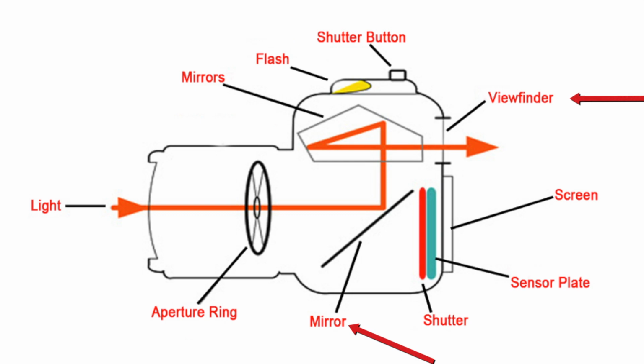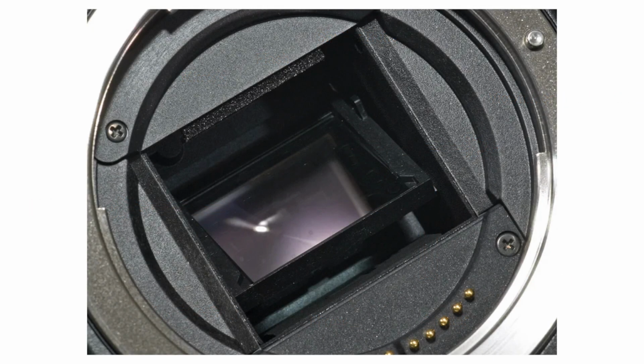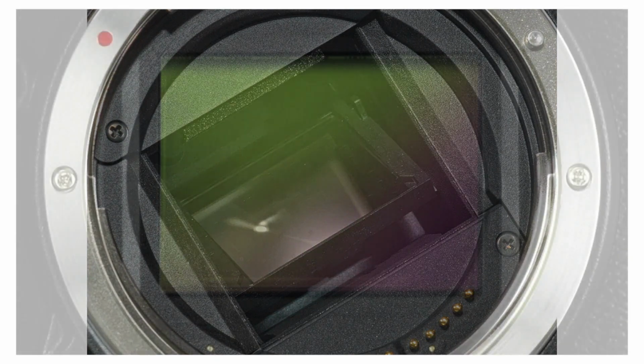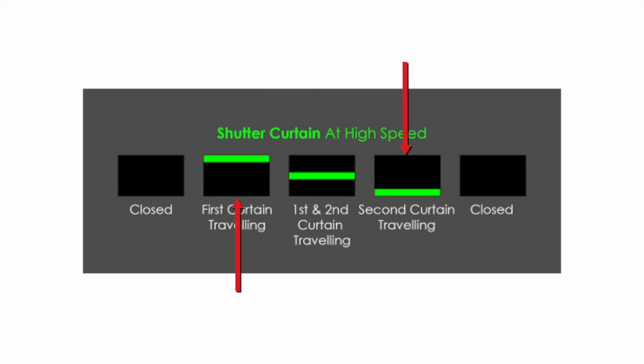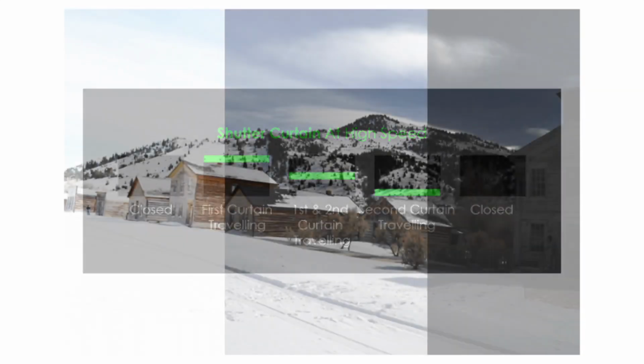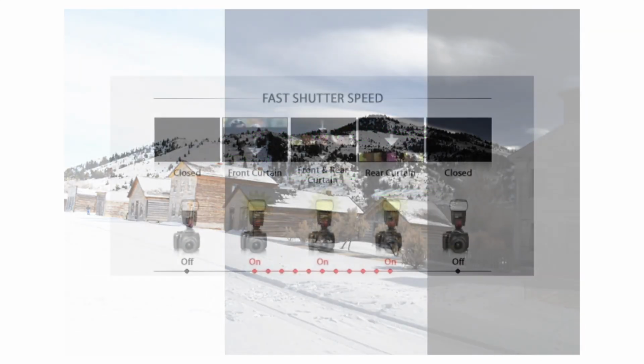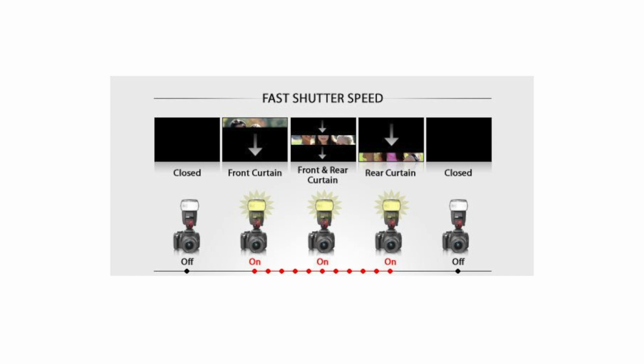The curtains are separate from the mirror, which is commonly mistaken as the shutter and is in DSLR and film cameras, but not in mirrorless cameras. The mirror, which reflects the lens image into the viewfinder, moves out of the way before the shutter exposes the film. To expose the film or sensor to light, the front curtain moves up and the rear curtain moves down. Once the image has been properly exposed, the front curtain closes, followed by the rear curtain.